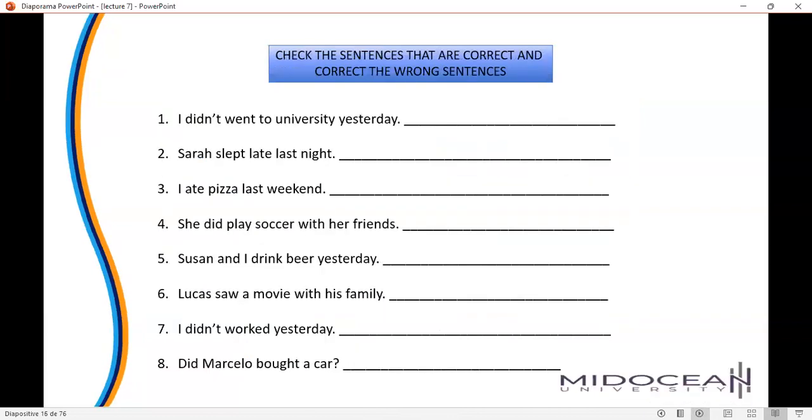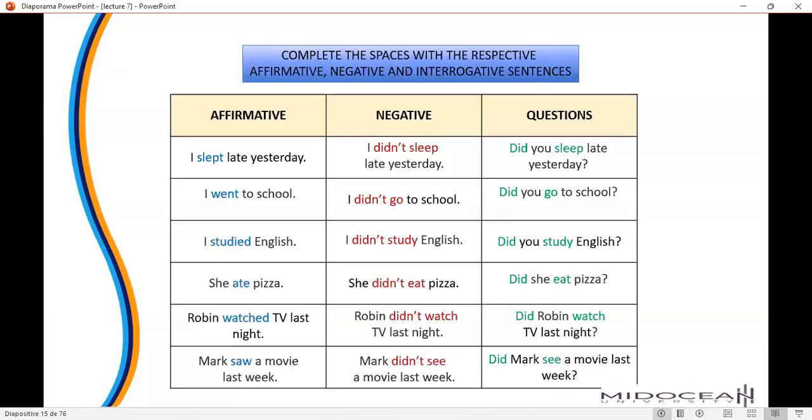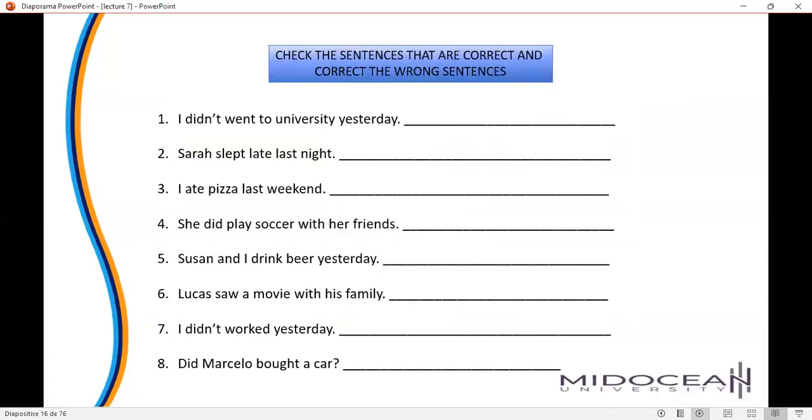Mark saw a movie last week. Okay. Good answers, my dear students. Okay, let's move on now to question number 2. As you see here, check the sentences that are correct and correct the wrong sentence. Okay. So take 5 minutes. Think about it.